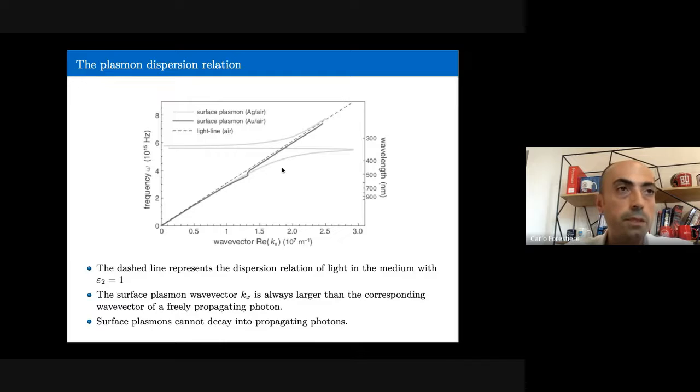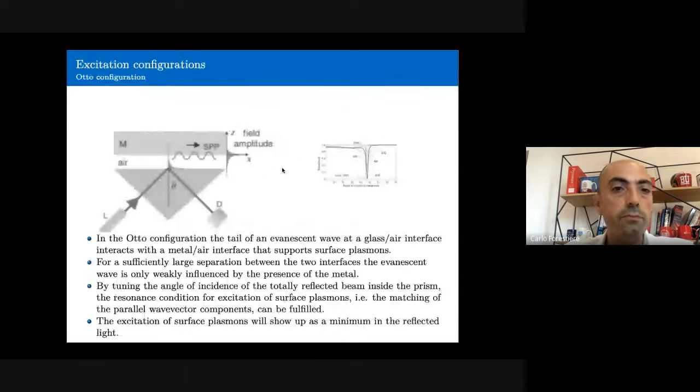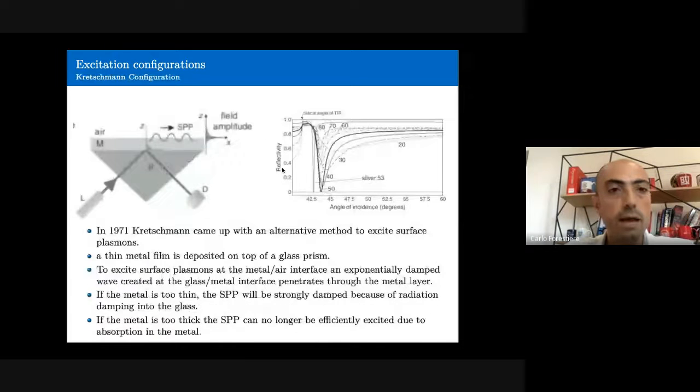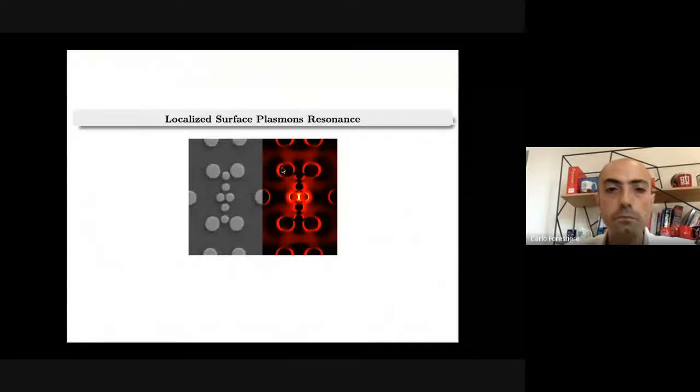In particular, over time, different ways of exciting them have been proposed. For instance, the Otto configuration that you can see over here in this slide, or the Kretschmann configuration that you can see here. I don't have time to go into detail on these configurations, but you can ask me later for references. On the other side, we have another important excitation, which is the localized surface plasmon resonance.